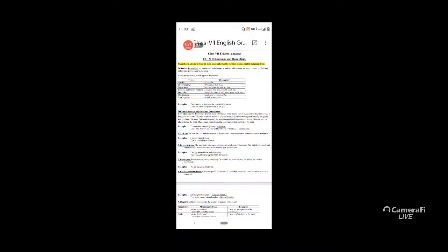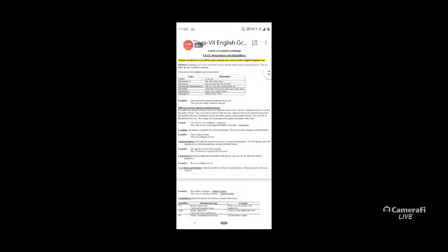For example, this decision to postpone the match is fine by me. So this is a determiner, which is a demonstrative determiner. It is indicating which noun we are referring to. Like, there are a few things I wanted to ask you. So these are the words which are indicating which nouns we are referring to.